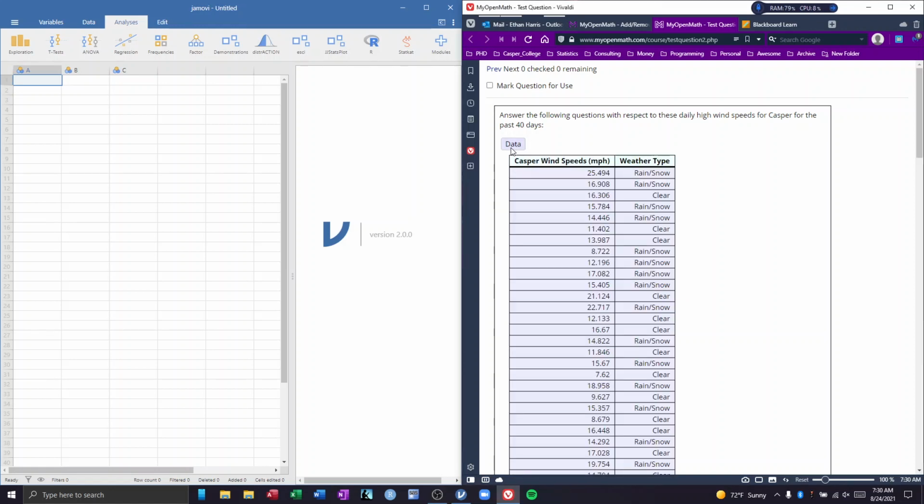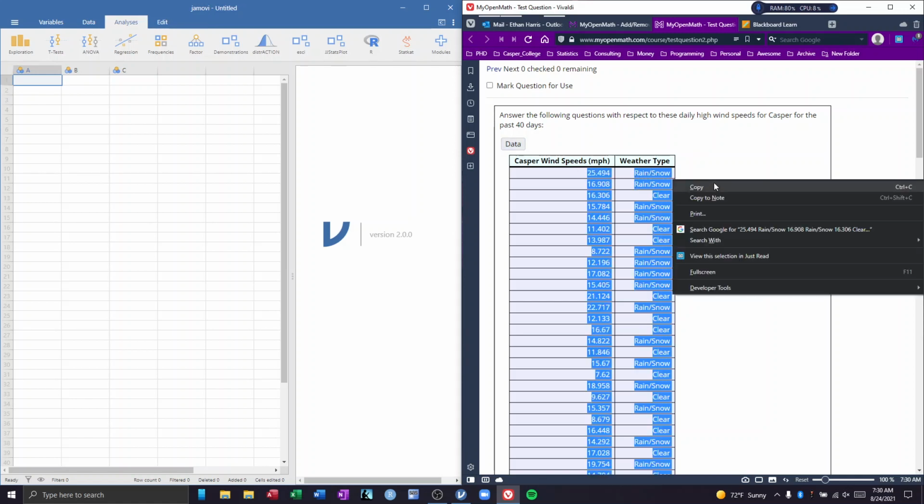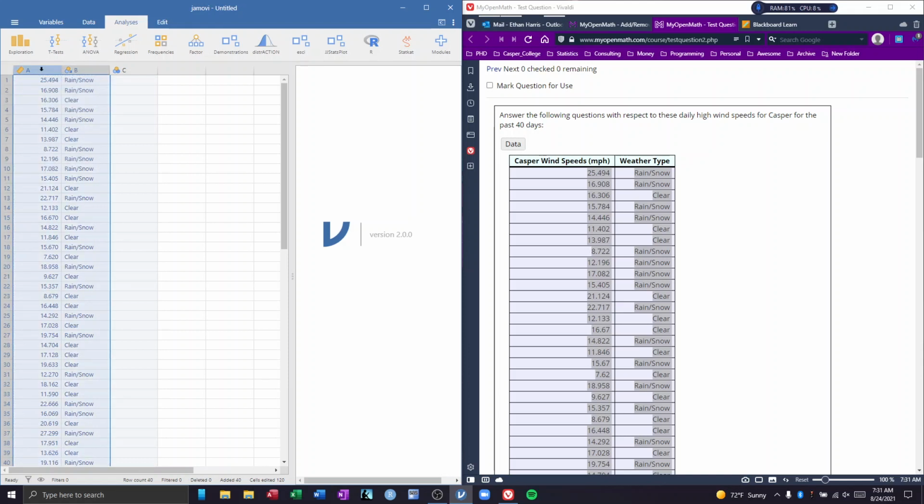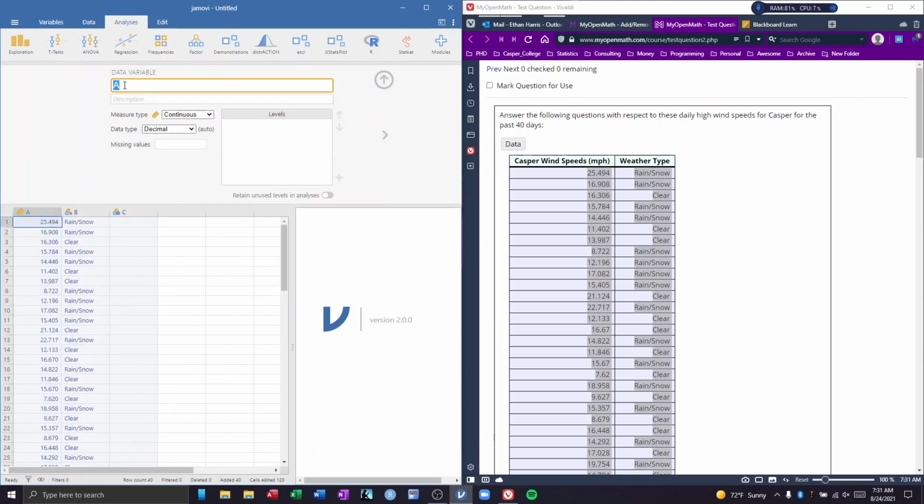All right, let's go ahead and click on data, and we have Casper wind speeds in miles per hour, and we have weather type, whether it was kind of like a rain or a snow day, or if it was clear. Okay, so let's go ahead and copy in our data. Copy and paste. Let's do a little bit of manipulation on our variables. Let's just do wind underscore mph. And this one is in fact continuous in decimal, so it got that one right. That was very good.